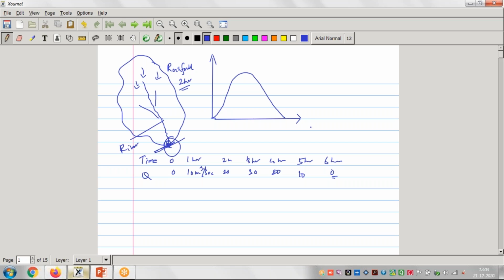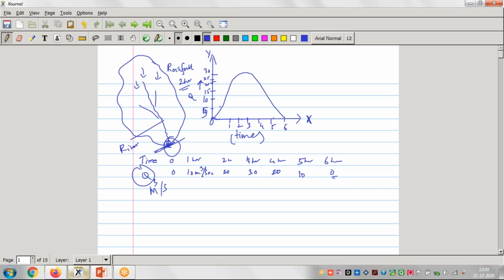Then what we do is take paper, and on the x-axis we take the time, and on the y-axis we take the Q value, in meter cube per second. Suppose this is 0, then 1 hour, 2 hour, 3 hour, 4 hour, 5 hour, and 6 hour. On the y-axis we take the Q value: 5, 10, 15, 20, 25, and 30.